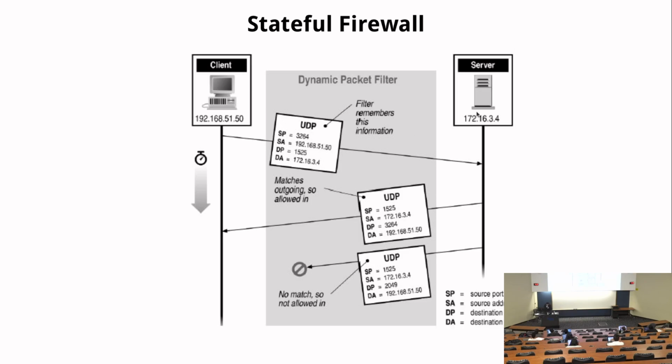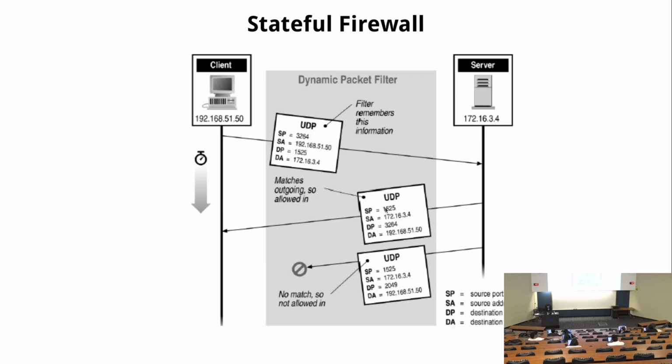Then later, the server replies with another UDP packet with the correct port number and IP address. Then the firewall will compare those two packets and say, oh, because of the first packet, I know the reply is also a legit one.